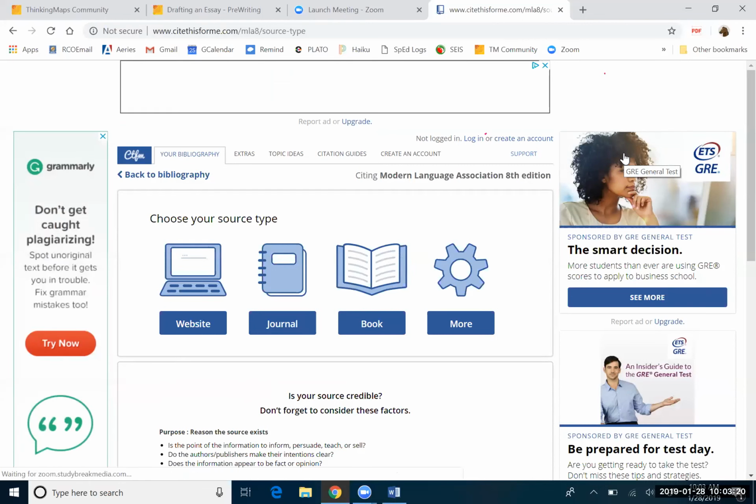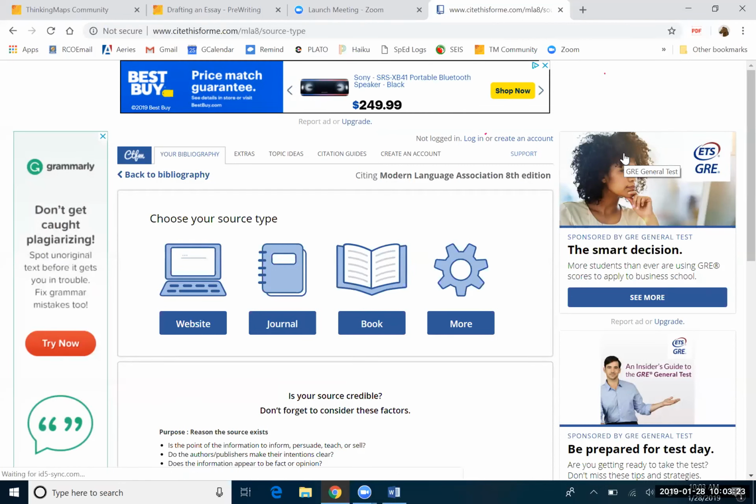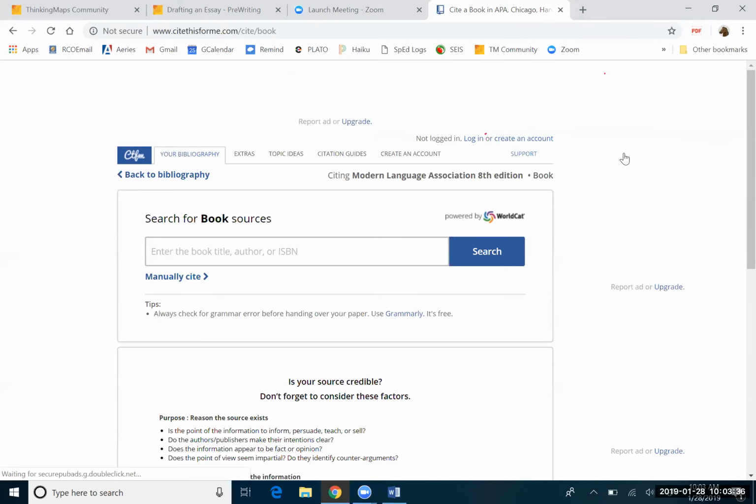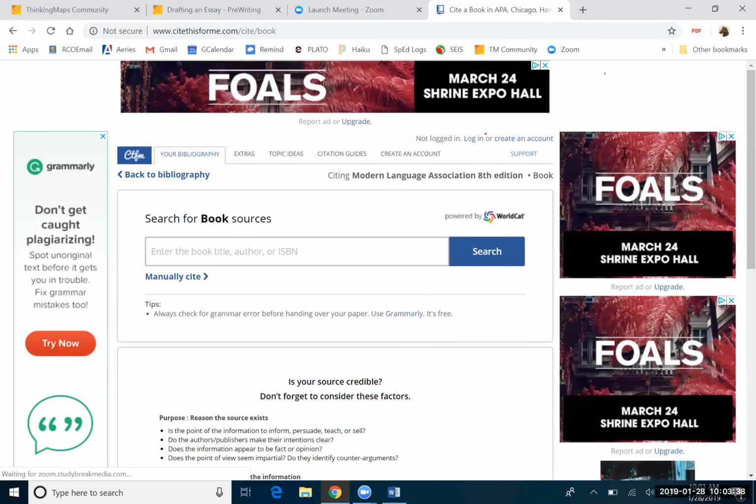And if you notice, we have choices. These are reference a website, a journal, a book, and then it says more, so it doesn't fit either of those categories. In this case, it's a novel. So we're going to click book. And let's see what it does. It asks us to enter the title, author, or ISBN.